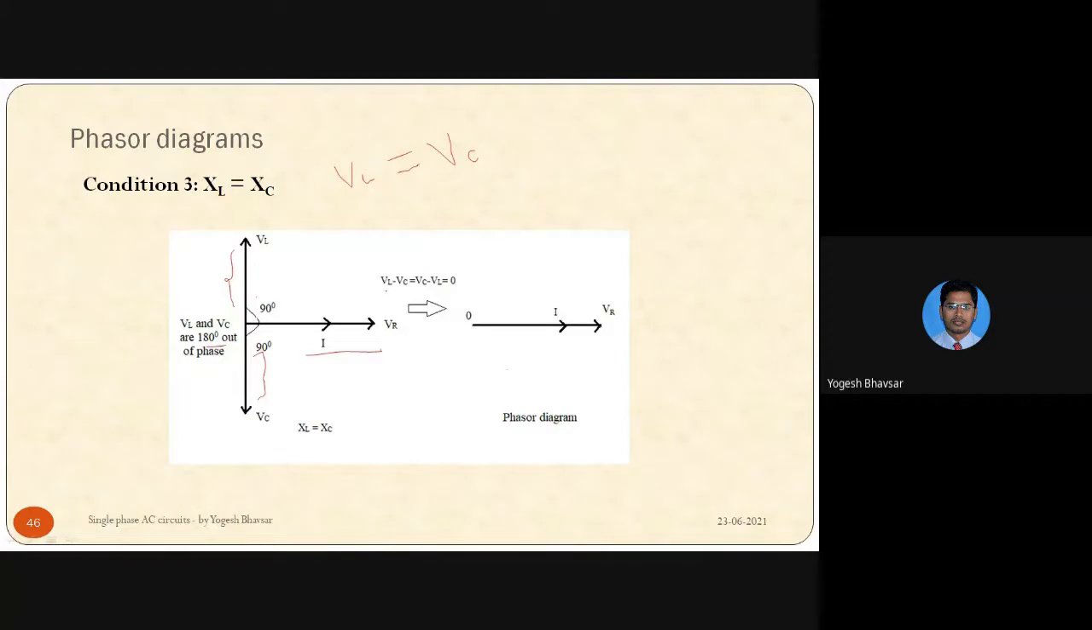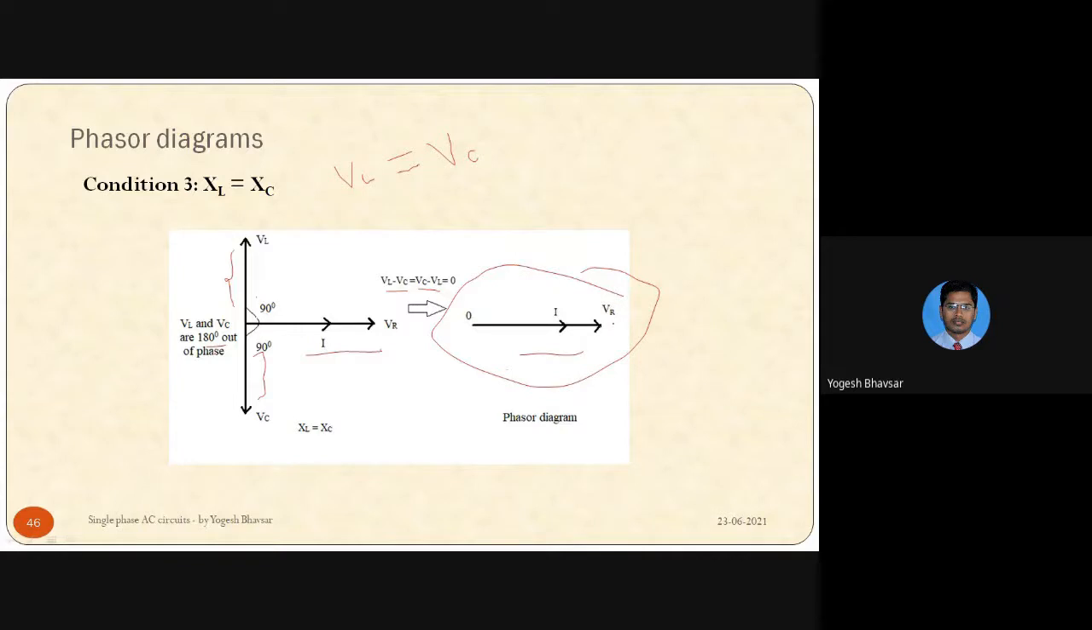Okay. So what will be that? VL minus VC. If we take the difference between VL and VC, the resultant will be 0. If we take VC minus VL, again the resultant will be 0. So whatever we take, the resultant is 0. So in the circuit, the phasor diagram will only have the current and voltage in phase.